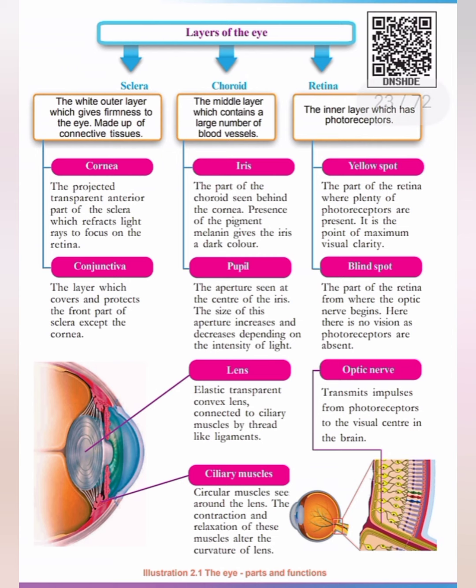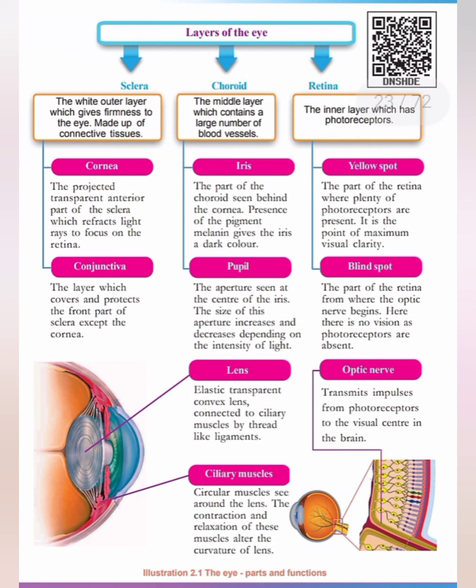That is the part of the retina from where the optic nerve begins. Here there is no vision as photoreceptors are absent. You can't see any object because there are no photoreceptors present to carry out the function of vision.